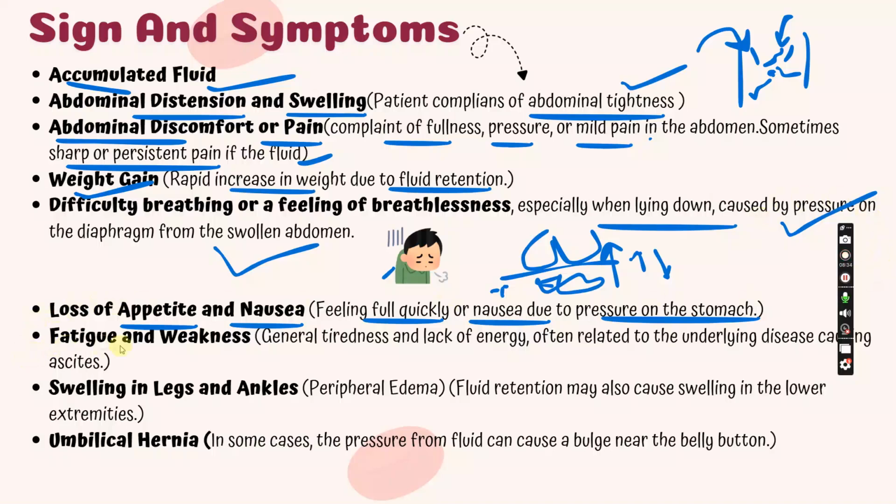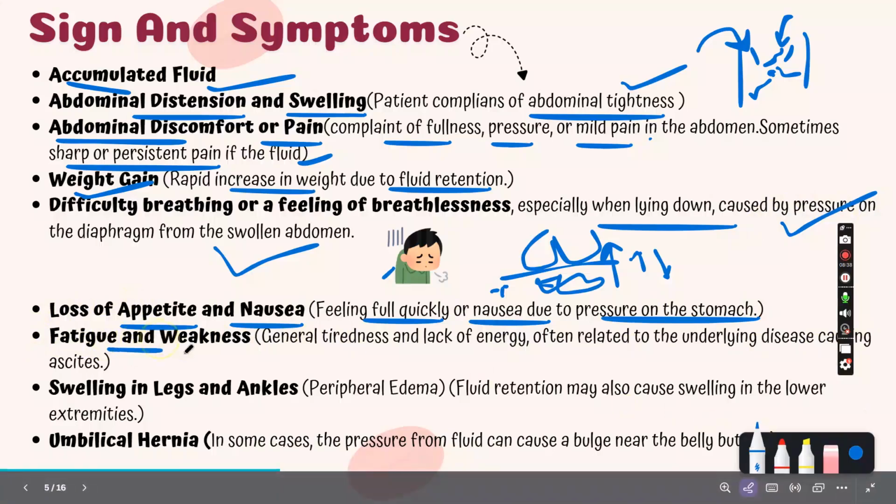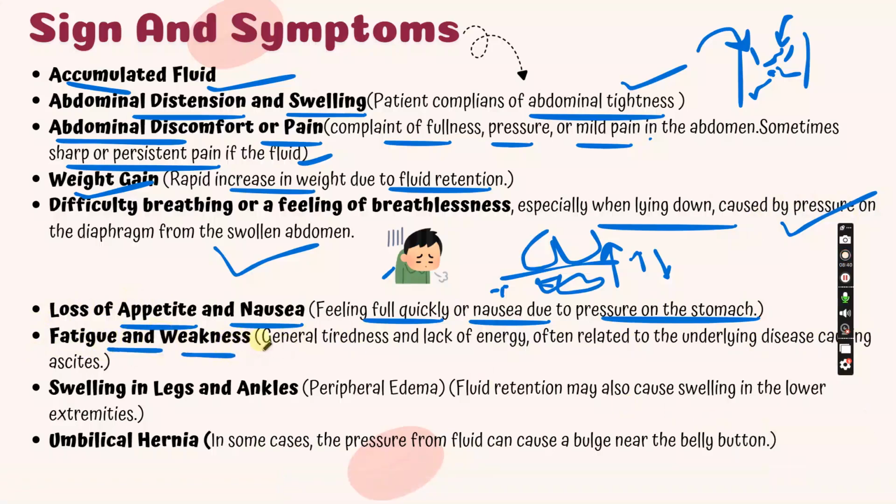Okay. Next is fatigue and weakness. Fatigue and weakness are also observed, that is general tiredness, lack of energy, often related to the underlying disease that is causing ascites. So due to the underlying disease, fatigue and weakness are the obvious signs.